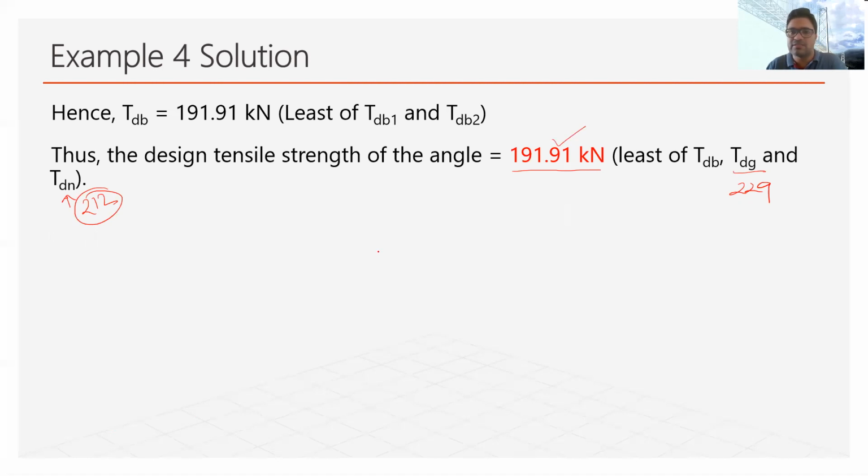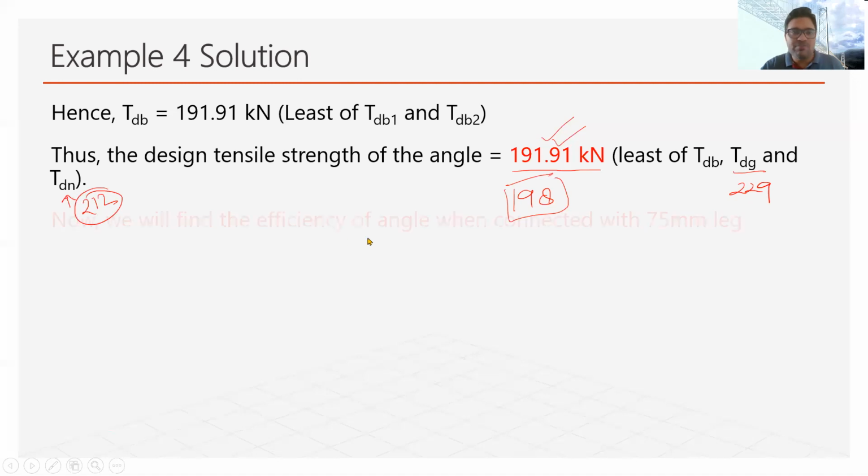So we can say that the strength of angle when it is connected from the 75 mm leg will be 191. While you can remember that in the previous case, when the angle was connected by 100 mm leg, it was around the 198, which means if we connect the angle with the longer leg, then the strength will be a little higher.